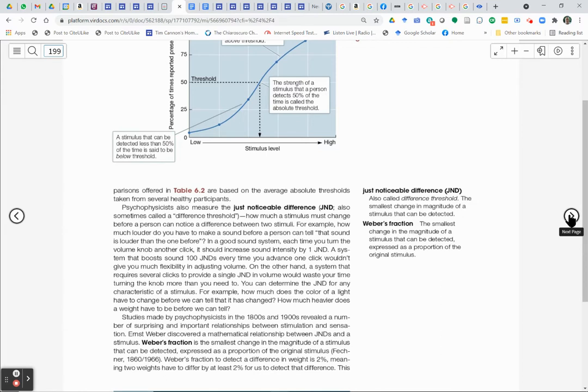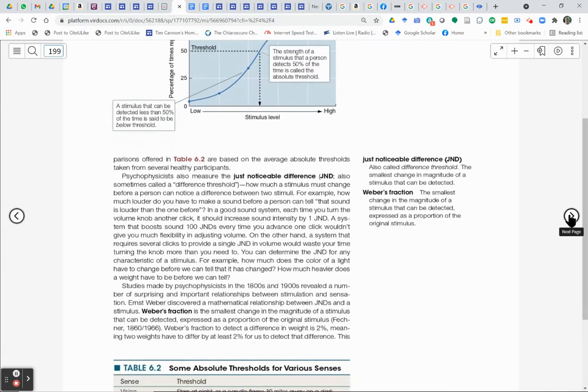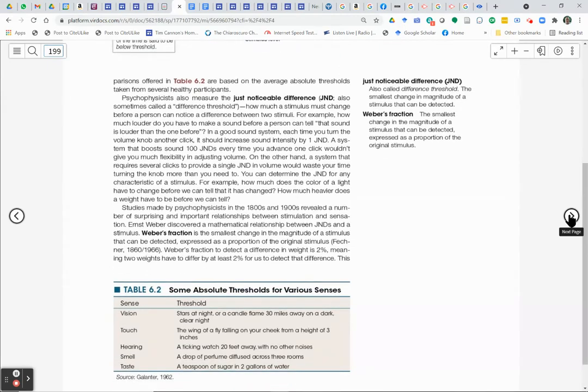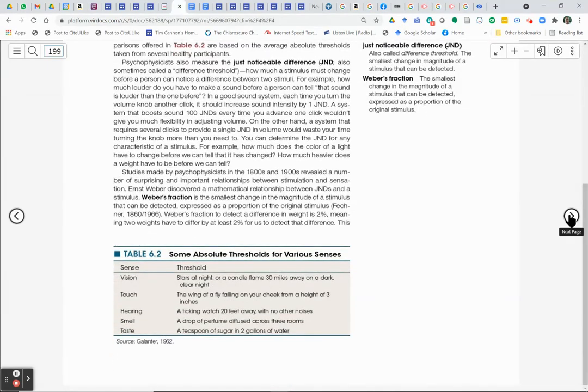How different do two things have to be before you notice that they're different? And there's Weber's fraction. And that's not true for all ranges of stimuli, but it's a pretty good overview of what is typically true. Our absolute thresholds are pretty amazing. Vision, a candle 30 miles away, touch, the wing of a fly landing on your cheek, ticking watch 20 feet away, a drop of perfume, 3 rooms, and sugar, a teaspoon and 2 gallons.